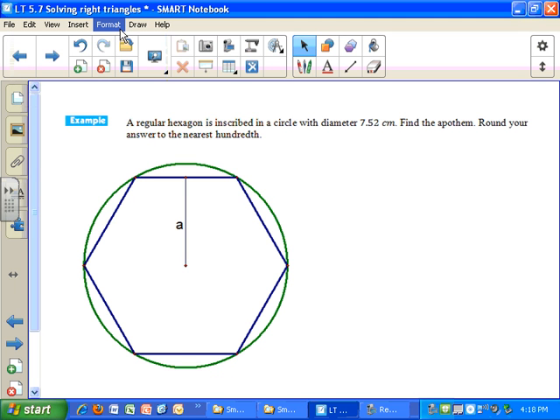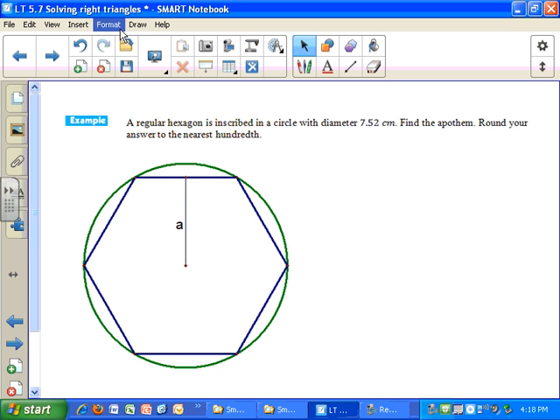Here's the second part of the video for learning target 5.7, where we've got this example that says that a regular hexagon is inscribed in a circle with diameter of 7.52 centimeters. And it wants us to find the apothem.